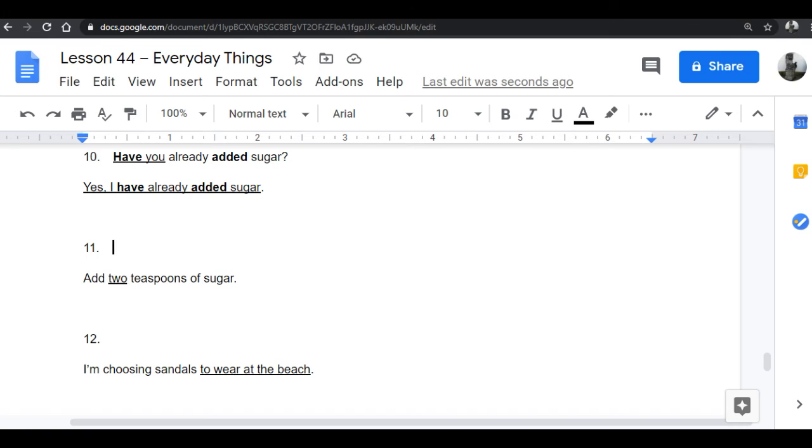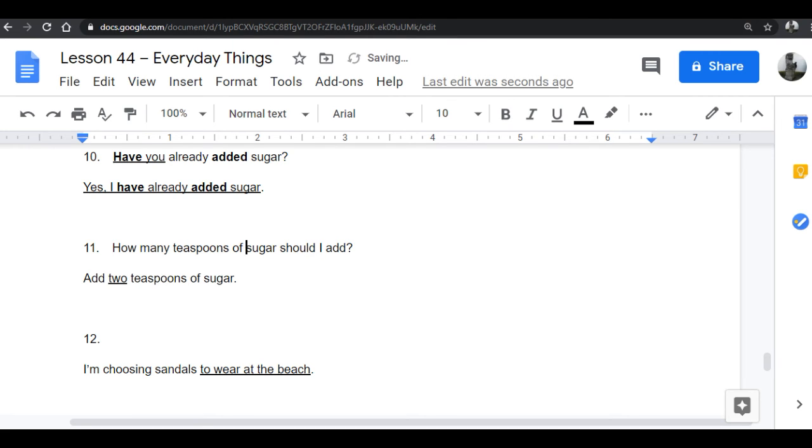Add 2 teaspoons of sugar. Okay, add 2 teaspoons of sugar. How many teaspoons? 2. How many teaspoons of sugar? Oops, not just spoons. Okay, how many teaspoons of sugar should I add?